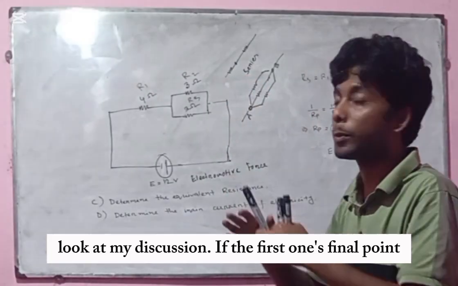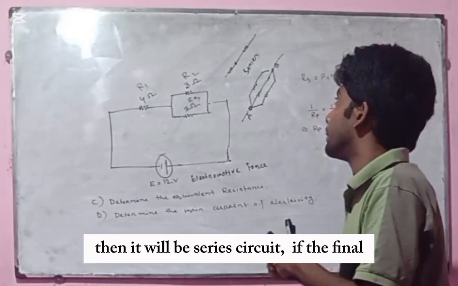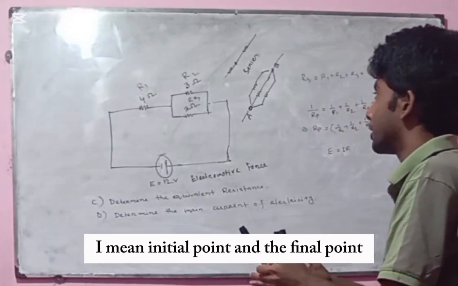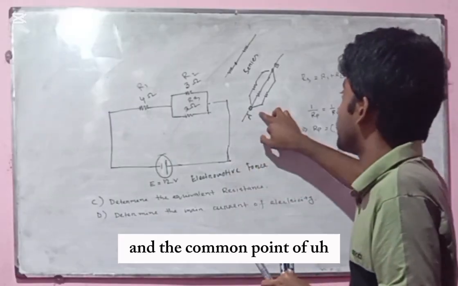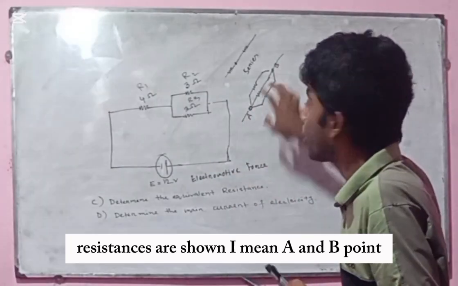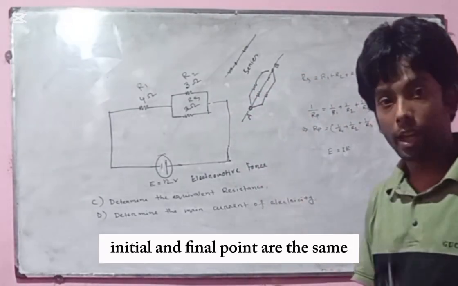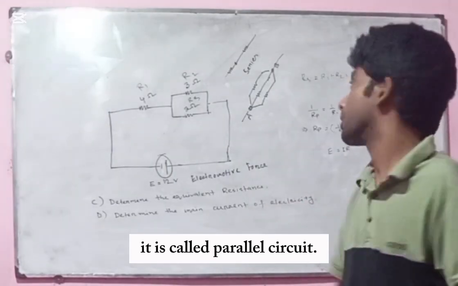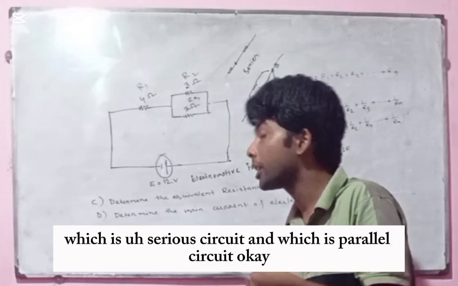If the first one's final point and the second one's first point are connected with each other, then it will be series. If the initial point and the final point of resistances are connected at the same common point, as shown at points A and B, there are 3 resistances here, and their initial and final points are the same. They are connected with each other in parallel. It's called a parallel circuit. So we have understood which is a series circuit and which is a parallel circuit.